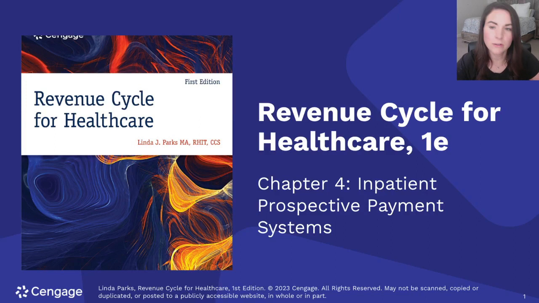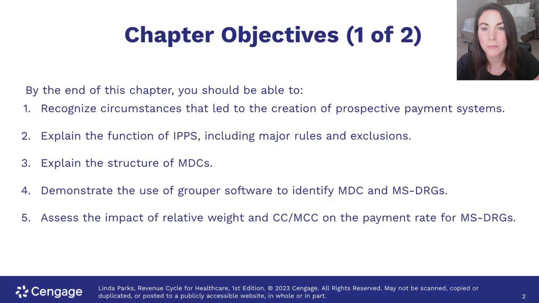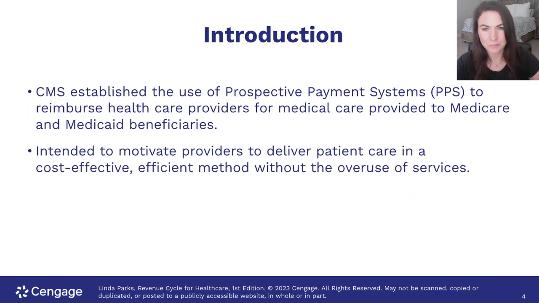Hello, this chapter is going to talk about inpatient prospective payment systems, which is what CMS uses for reimbursement for Medicare and Medicaid. They established this system in the early 1980s to try to motivate doctors to treat patients more cost effectively. There are separate PPS, prospective payment systems, used for outpatient hospital services, skilled nursing facilities, home health, inpatient rehab, hospice, long-term care, inpatient psych facilities.